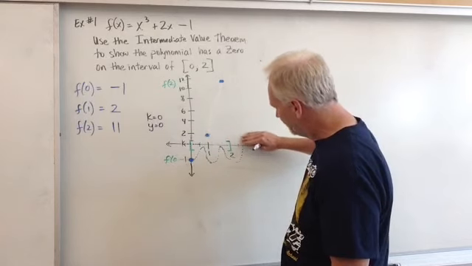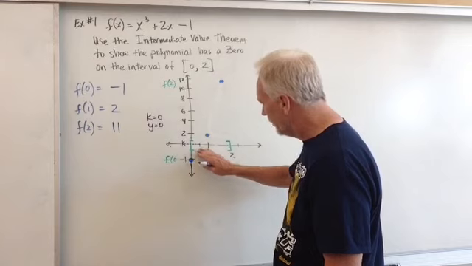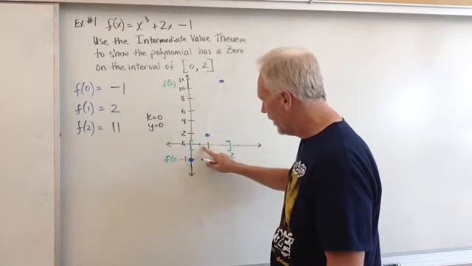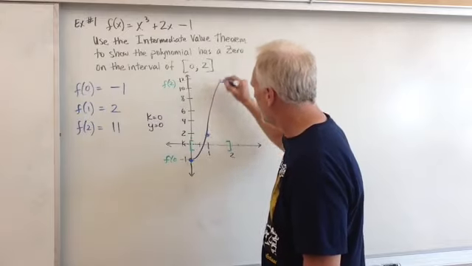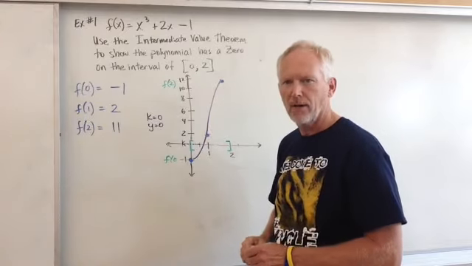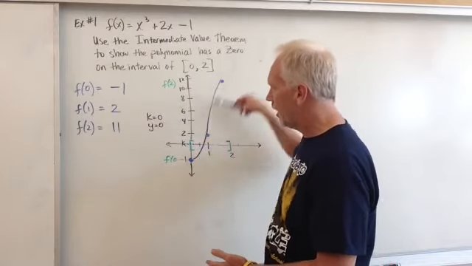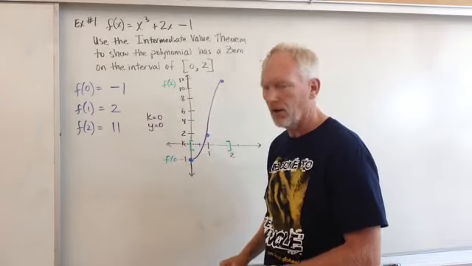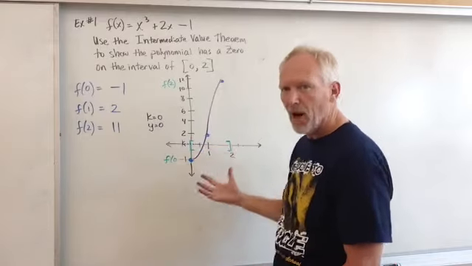It doesn't happen. The only thing it can do is go from this spot here and cross through the x-axis and then go up to the y, right? So this is a cubic, so we know it has some shape. It might be doing something else elsewhere, but on the interval from 1 to 2, it must cross the x-axis.